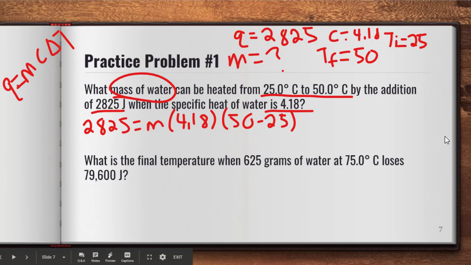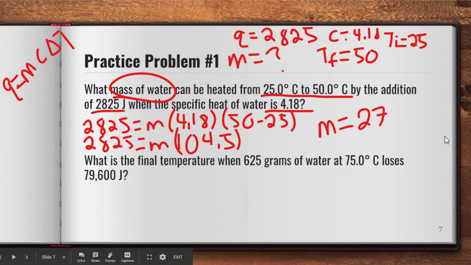I'm going to simplify a little bit here. I'm going to get 2825 equals m, and I just did the algebra here, so this is 104.5. So now I just divide both sides by 104.5 to isolate m by itself, and my answer is 27 grams. Okay? That's all there is to that type of problem.